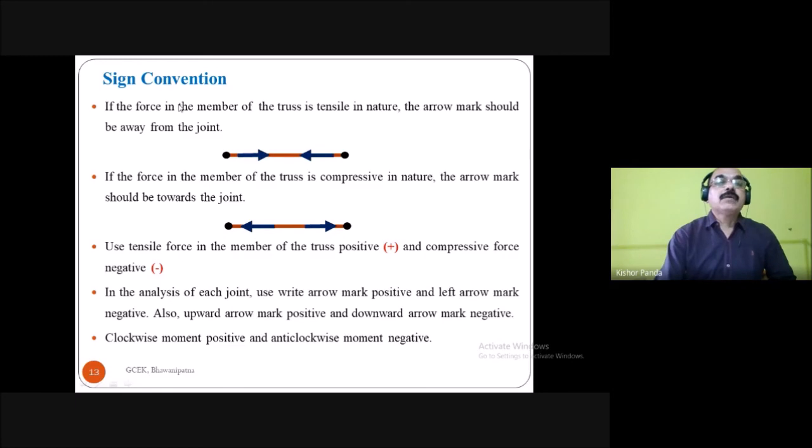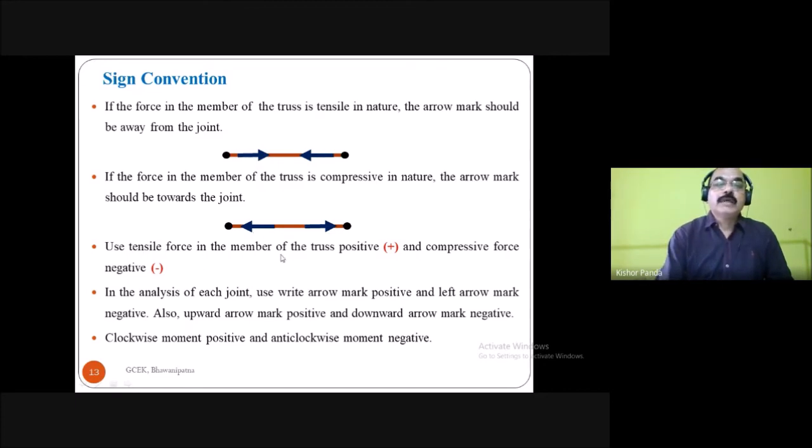So these are the sign conventions you have to use. If the force in the member of the truss is tensile in nature, the arrow mark should be away from the joint. If the force is compressive in nature, the arrow mark should be towards the joint. You have to remember this: for tensile, the arrow mark away from the joint, and for compressive, the arrow mark towards the joint.